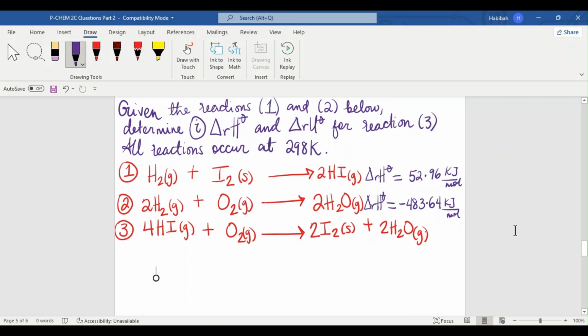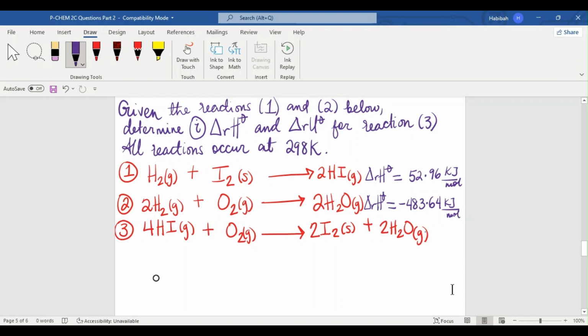Salam and welcome everyone. So today we're going to be working on the question on the screen that says, given the reactions 1 and 2 below, determine the change in enthalpy of reaction as well as the change in internal energy of reaction for reaction 3. All reactions occur at 298 kelvins.